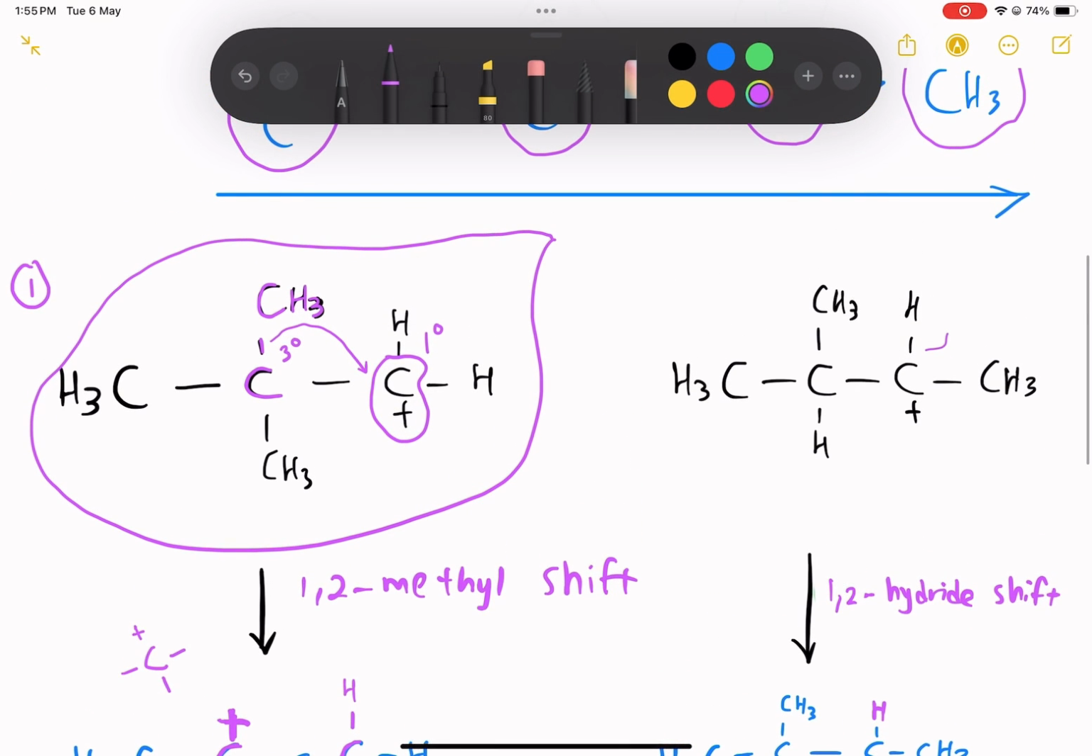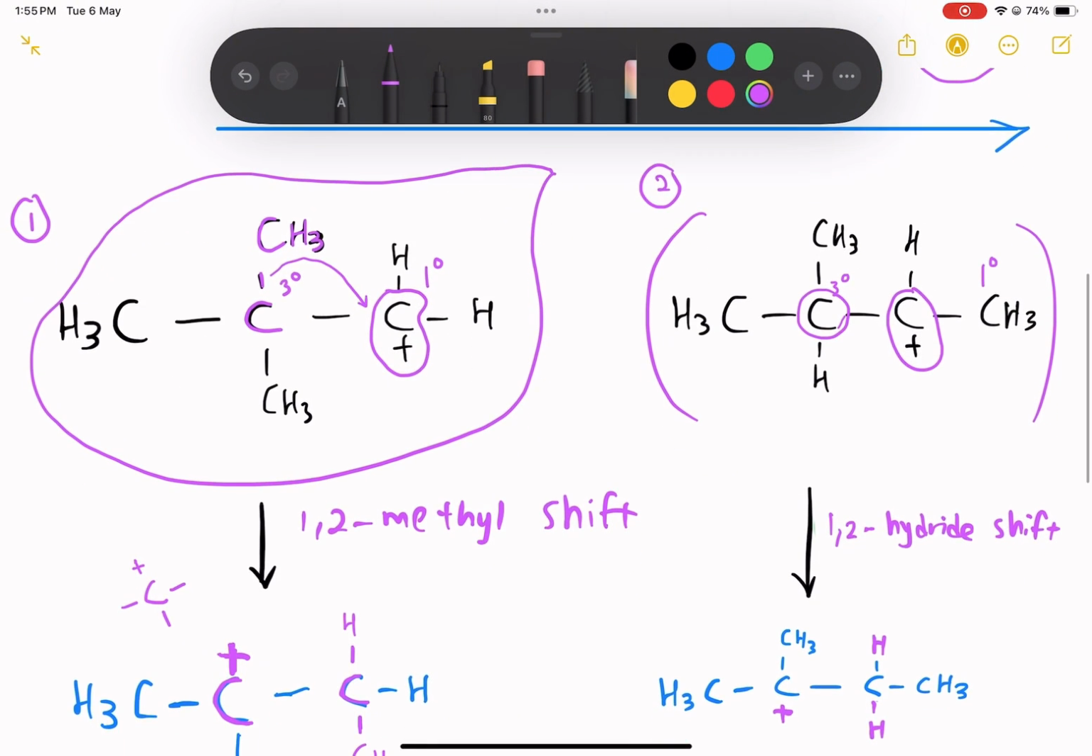Another example is like this. When you have the carbocation here, you must consider rearrangement if needed. For this case, it is needed because when you look at the adjacent carbon that is directly attached to the carbocation, you may see that this one is a primary carbon, but this one is a tertiary carbon, which means that this one can form a more stable carbocation.